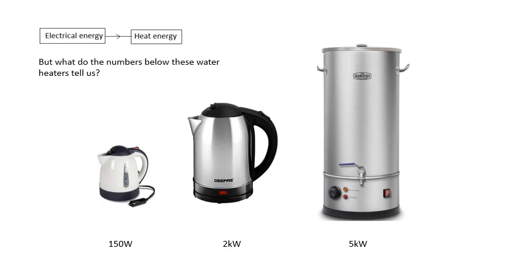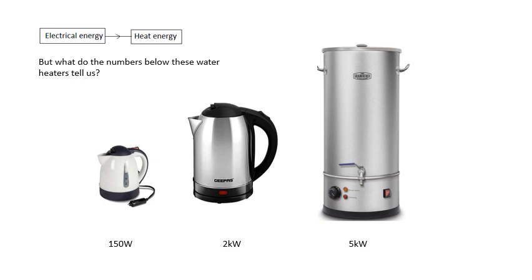The one in the middle is probably something like you've got in your kitchen. That's 2 kilowatts or 2000 watts. And then the last one, you'd probably find that in a canteen. That's 5 kilowatts or 5000 watts. So the one on the right is more powerful. It has a bigger power. Now, so what? What does that mean?